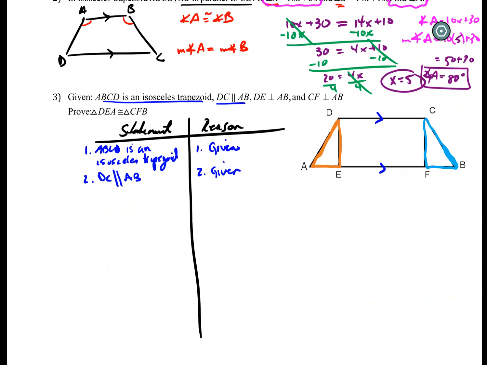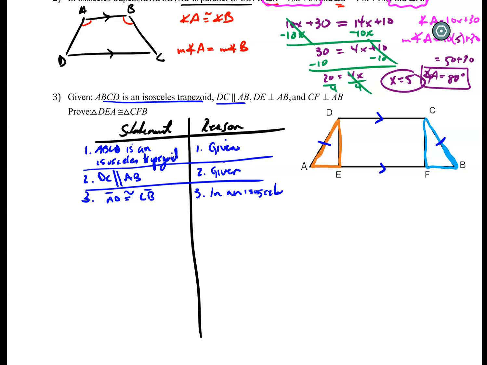So therefore, my non-parallel sides would be AD and CB. So therefore, I can now make the conclusion that AD is congruent to CB. And the reason is going to say, because in an isosceles trapezoid, the non-parallel sides are congruent. Again, I like to use this line here.